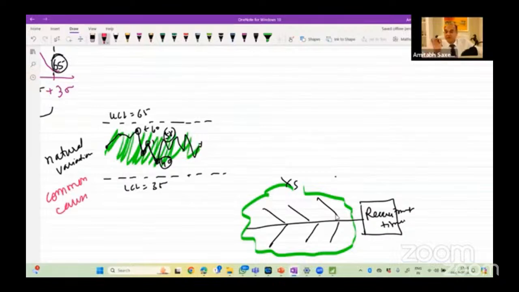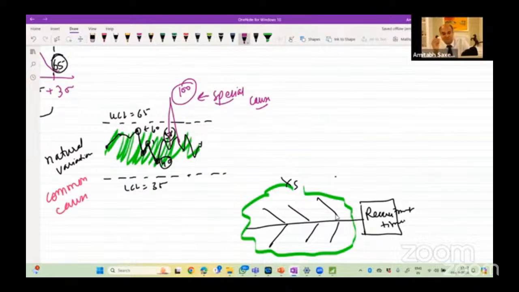Now, don't manage the common cause variation. Going up, feeling worried, going down, feeling happy. That's not the right thing to do. Now, when you should worry, let me tell you that. If suddenly one recruitment took 100 days, then you should take an action. This is known as special cause variation. It tells you that some issue is there, 100 days, and it is not usually happening. So that is known as special cause variation.